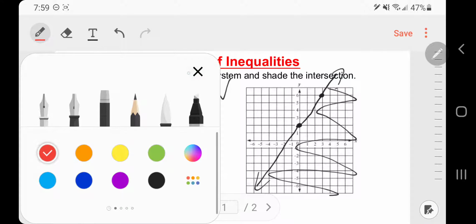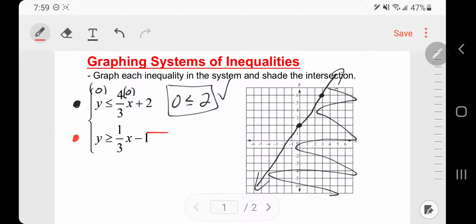Okay, now let's take a look at our second graph. Okay, so this one starts at negative 1. And from there, it goes up 1 and to the right 3, so up 1 over 3. Okay, again, solid line, no dash because we have the equal to sign, so our solution set is including the line.